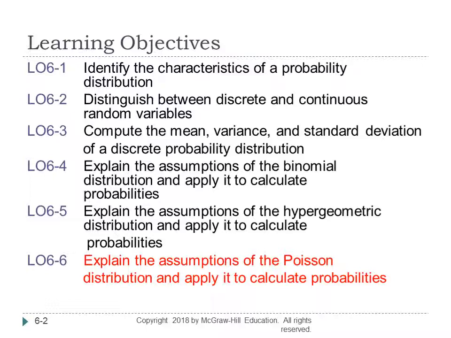Number 4, we will begin studying some important discrete distributions, and the first one will be the binomial distribution. Explain the assumptions of the binomial distribution and apply it to calculate probabilities. Next, we will explain the assumptions of the hypergeometric distribution and apply it to calculate probabilities. The hypergeometric distribution is another example of discrete distributions, and we will take a look at that.